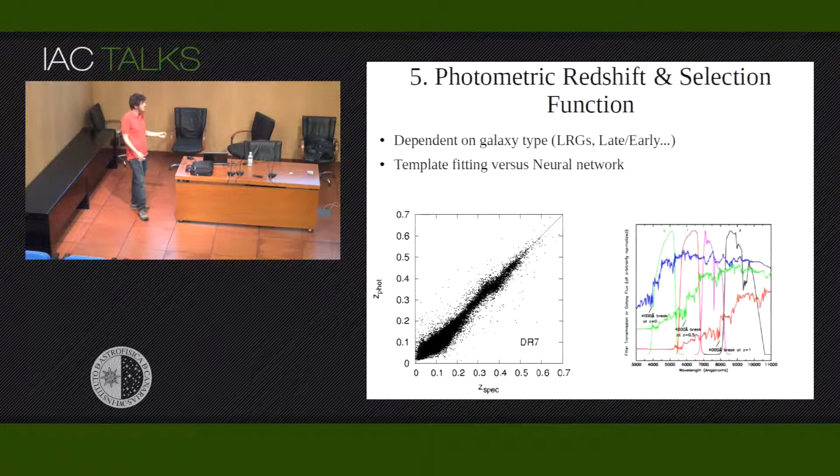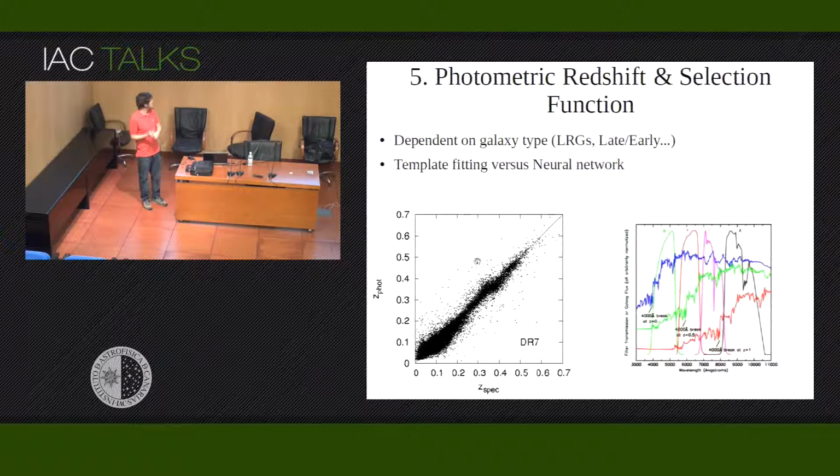It will depend on galaxy types. Those that have clear signatures in the spectrum will be much easier to get. We will have a better redshift determination than for those galaxies that might be flat. So generally, even in photometric surveys, we will need at some point some spectroscopic sample in order to calibrate how well the photometric redshift behaves.